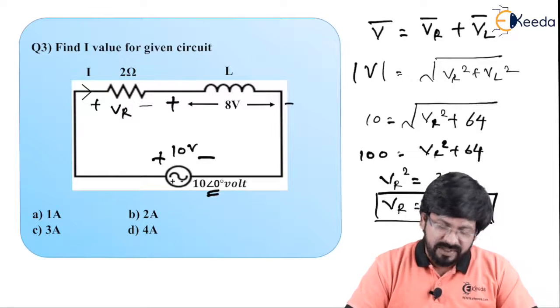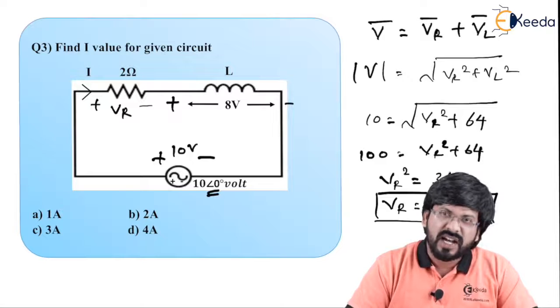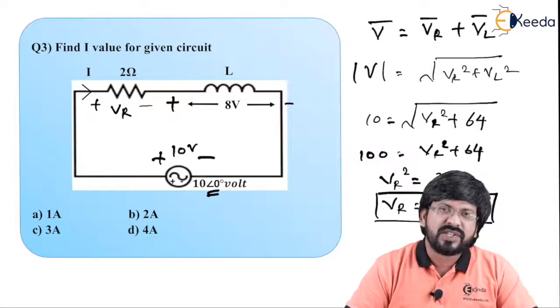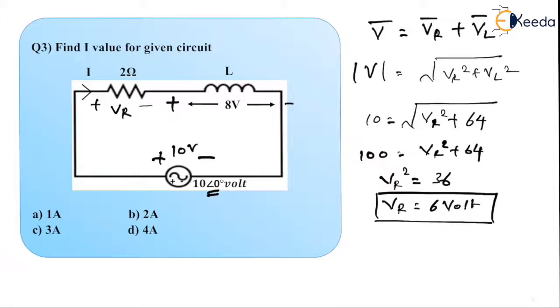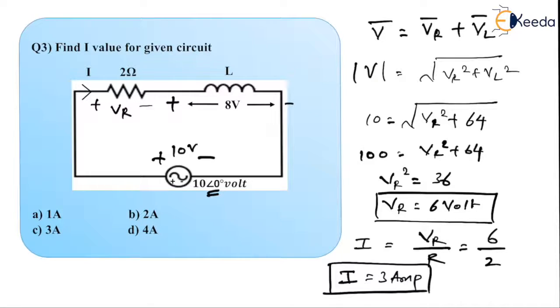Now it becomes very simple. Voltage across R is known, as well as the resistor value is known. What we need to calculate is only I. In that case, by applying Ohm's law, I is simply the voltage across R divided by R itself. Voltage across R is 6, resistor value is 2. If you calculate, you'll get I equal to 3 ampere. As you can see, 3 ampere is option C, and option C is the correct answer. Let's move to the next problem now.